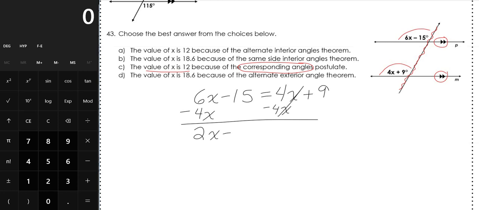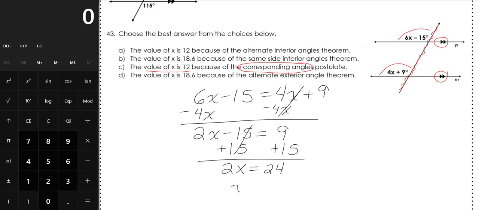2x minus 15 equals 9. Next, I'm going to add 15 to both sides. So I have 2x equals 24. Divide both sides by 2. X is 12. Perfect. That's exactly what we wanted.